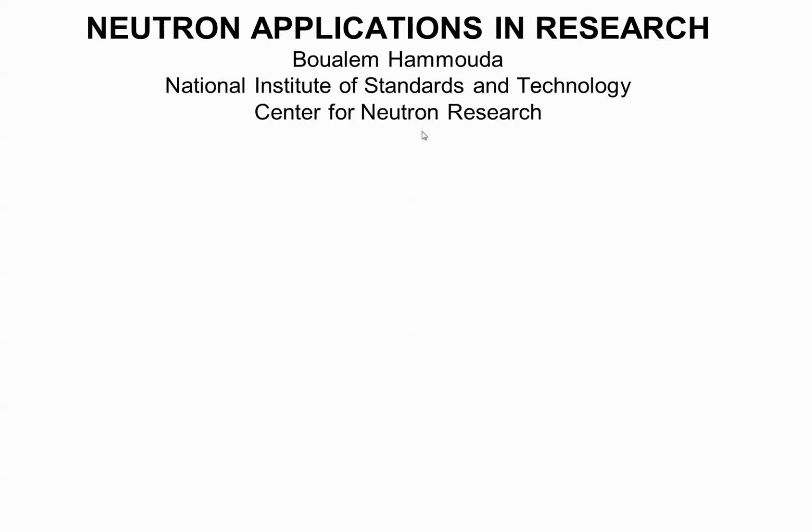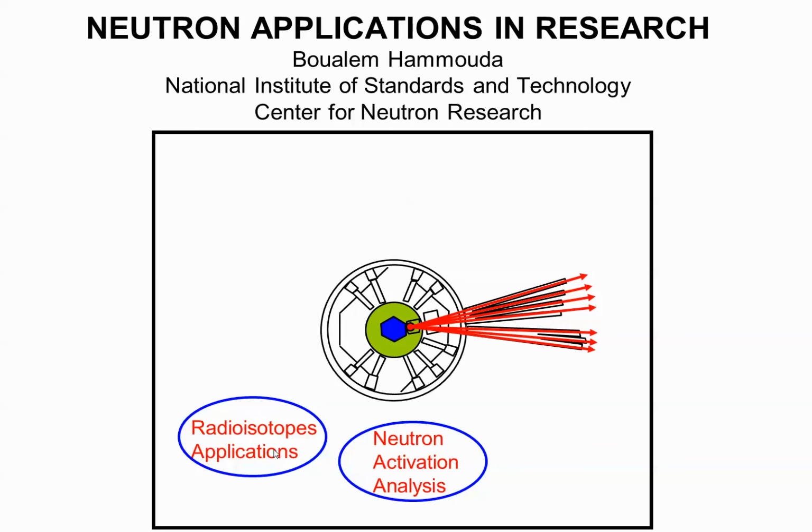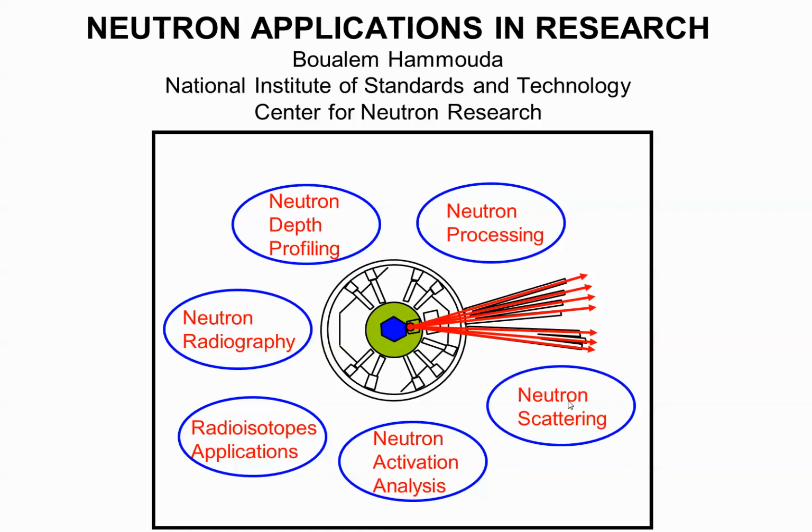I'm with NIST, and I would like to talk to you about neutron applications in research. These include neutron activation analysis, radioisotopes applications, neutron radiography, neutron depth profiling, neutron processing. All of these five applications involve neutron absorption. And finally, neutron scattering, which doesn't involve neutron absorption but neutron scattering.